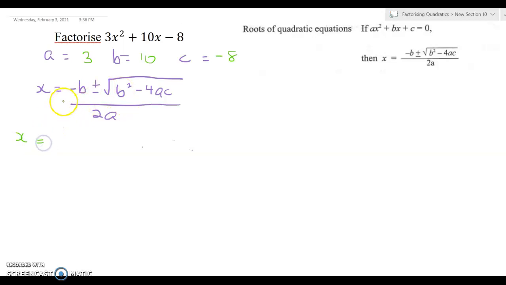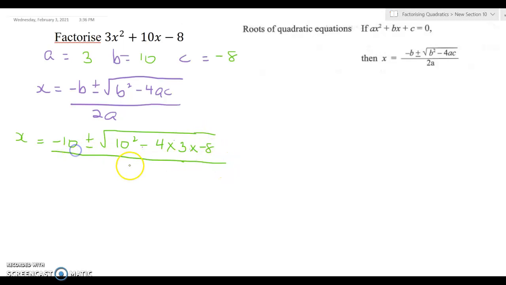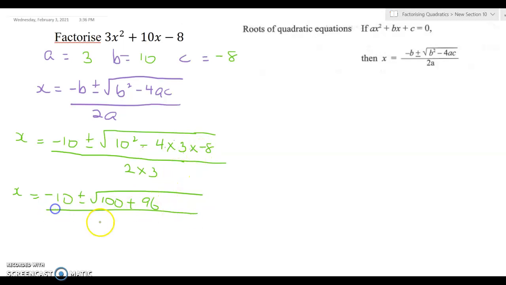So x is equal to minus b, so that will be what? Minus 10 plus or minus the square root of b squared, which is 10 squared, minus 4 times a, which is 3, times c, which is minus 8, all over 2 times a. So x is equal to minus 10 plus or minus the square root of 10 squared is 100. Now, let's be careful here. I have a minus times a minus. That gives me a plus. And then 4 by 3 is 12. 12 by 8 is 96. And that's all over 6.